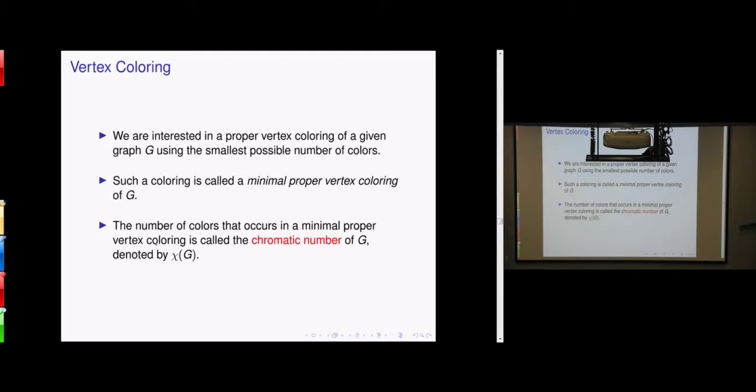The number of colors that occurs in the minimum proper vertex coloring is called the chromatic number of G, and denoted by this Greek letter chi, chi of G. Chromatic is a fancy way of saying color, right?